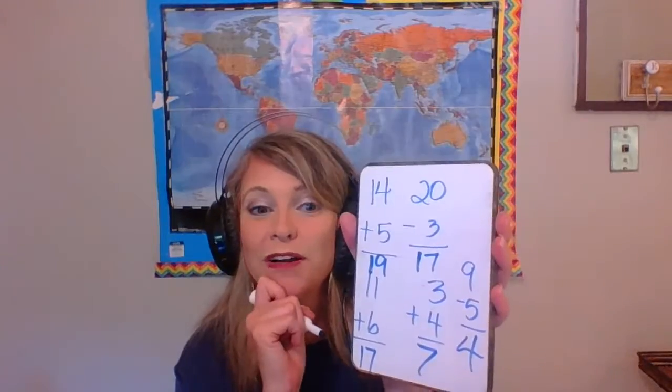So 14 plus 5 is what? 19. Good. 20 minus 3 is what? 17. 11 plus 6? 17. 3 plus 4? 7. And 9 minus 5? 4. You can never do too much of these. All summer long, I want you to do those practice sheets with you today, okay? So that's our math review, part 2.